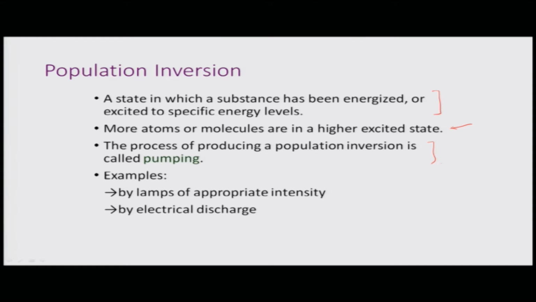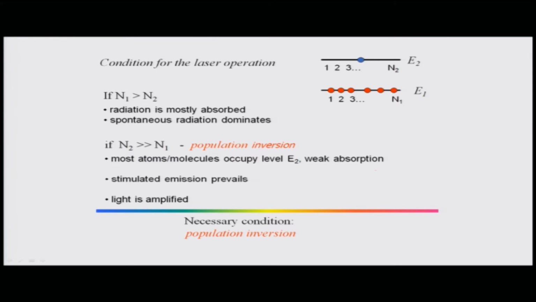All these processes we have gone through in the last lecture, and the examples which we have been looking at for population inversion are by use of lamps of appropriate intensity or by electric discharge and many other processes. So, in this regard, let us now look back at how we defined the population inversion. We looked at a simple system of a lower state and an excited state, or in other words the ground and excited states, with energies E1 and E2.